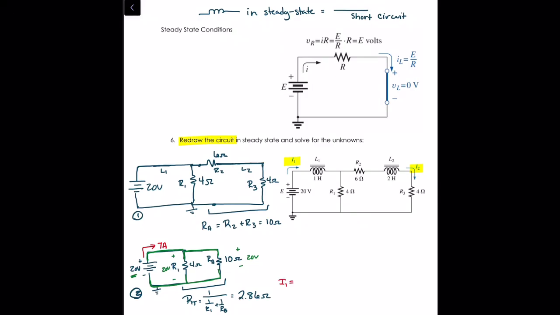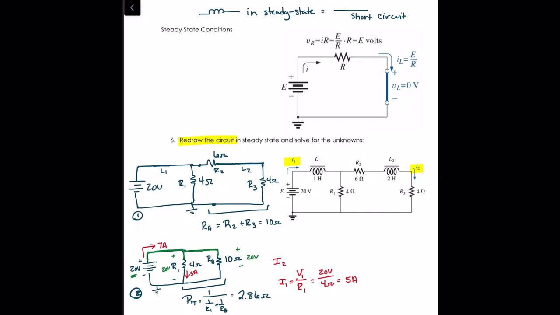So I1 is going to be V1 over R1. So let's look right here at our resistor R1. V1 is 20 volts. We have a 20 volt drop across the resistor, and we've got 4 ohms of resistance. So that means I must have 5 amps of current through there. Whoops. Let's put that back real quick. Okay, so we've got 5 amps here.